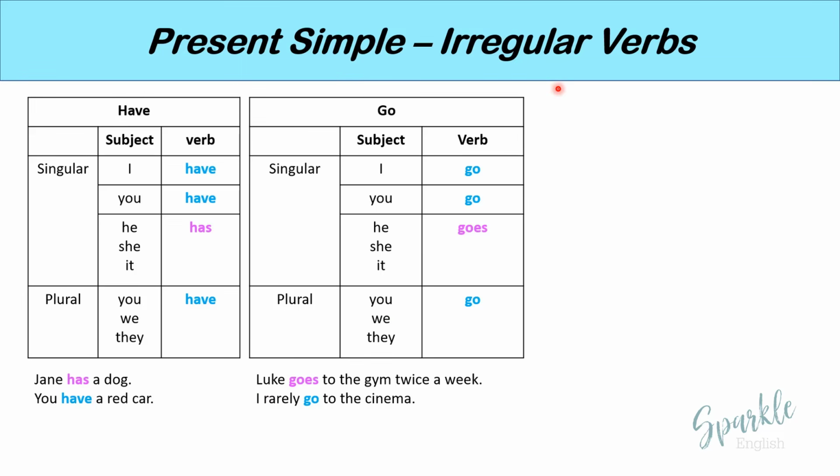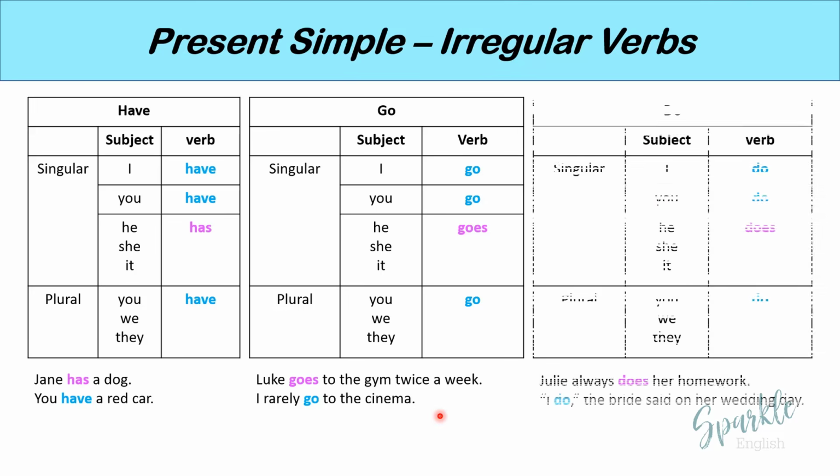The next irregular verb in the present simple is go. I go, you go, he, she, it goes. We have to add ES. And we and they go. Luke goes to the gym twice a week. I rarely go to the cinema.